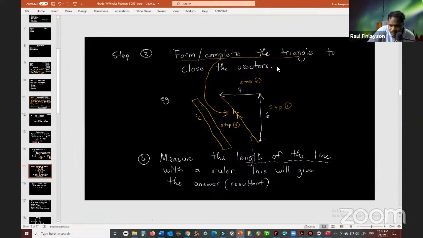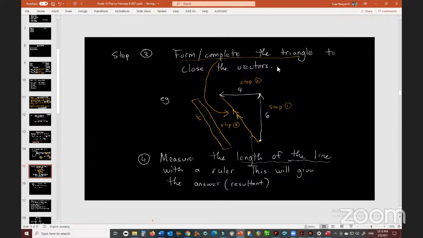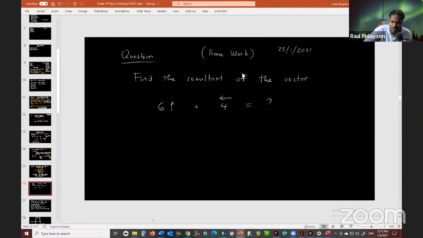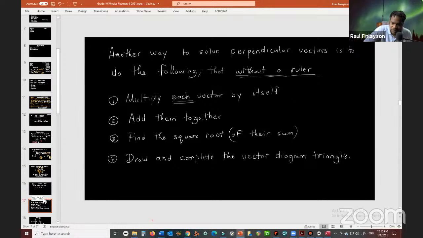And then whatever answer you get with the ruler is the answer. Measure the length of the line with a ruler. This will give the answer, which is the resultant. All right, that's it. Any questions here, guys? No, sir. So that's for vectors. And this was the homework given to get the answer there. I don't know how many persons did it.